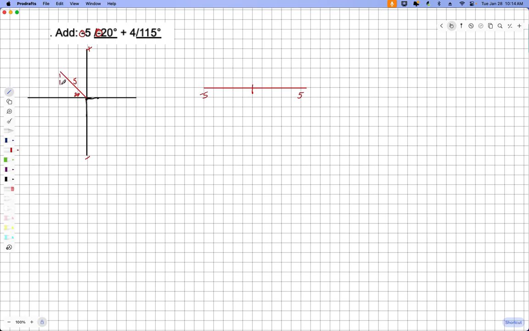So this becomes our right triangle. This is where it lives. And this is going to tell us whether the x or the y is positive or negative. In this case, we have a negative x because it's going to the negative side of the x-axis, and a positive y because it's going up to the positive side of the y-axis. Okay?